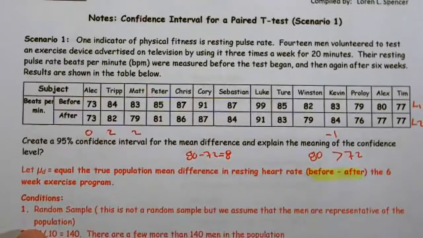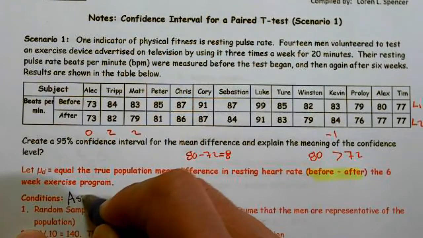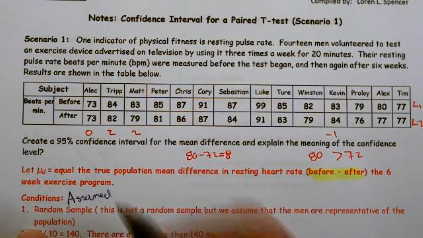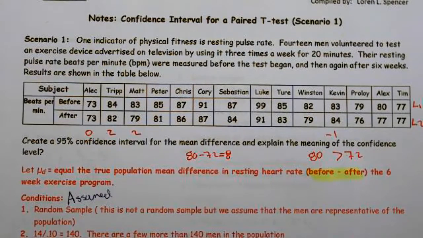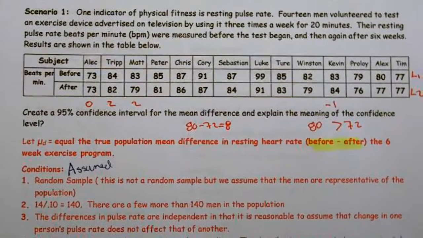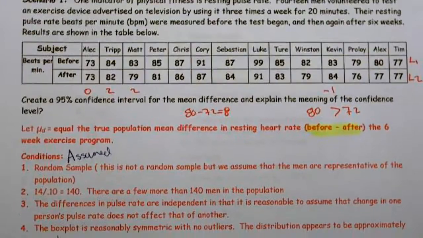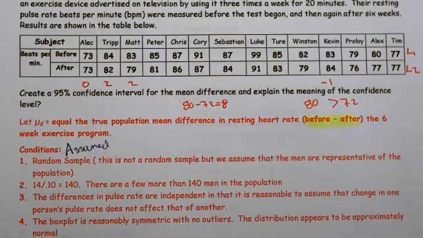Conditions. We don't have to write them for this class. I do have them for those of you who are interested. We need to have a random sample. We need to have n less than 10% of the population. And the differences in pulse rates need to be independent. And of course, we need to draw our box plot.